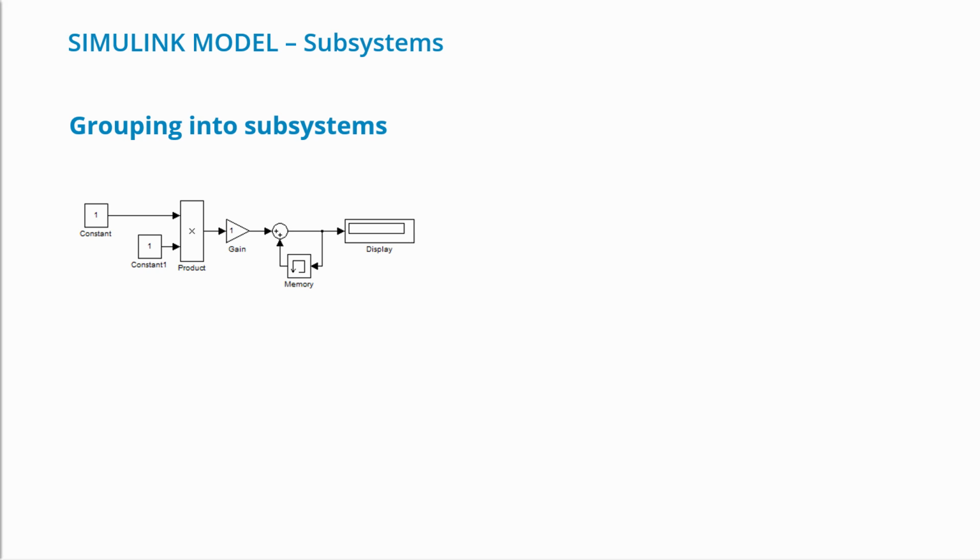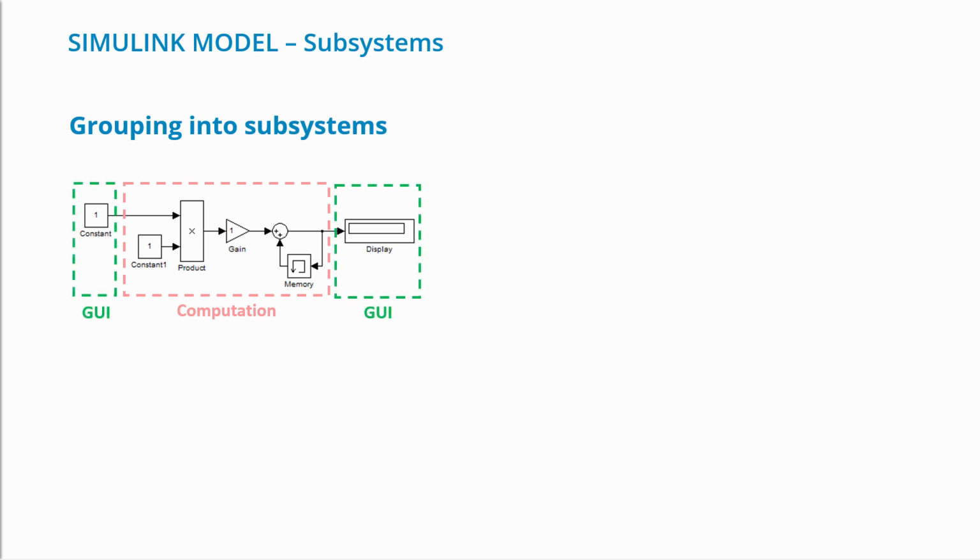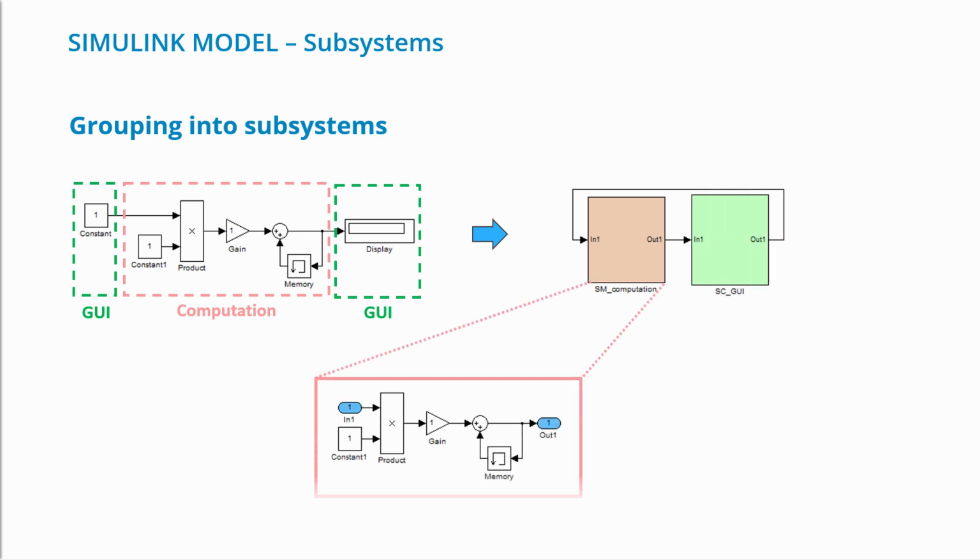We can see that the elements in the center that belong to the computation block are all the mathematical manipulations in the model, or the calculations. Thus, they are grouped together in a computing subsystem. The GUI blocks on the left and the right are for user input and feedback. They will go together in another subsystem. Here is the final model separated into different subsystems.